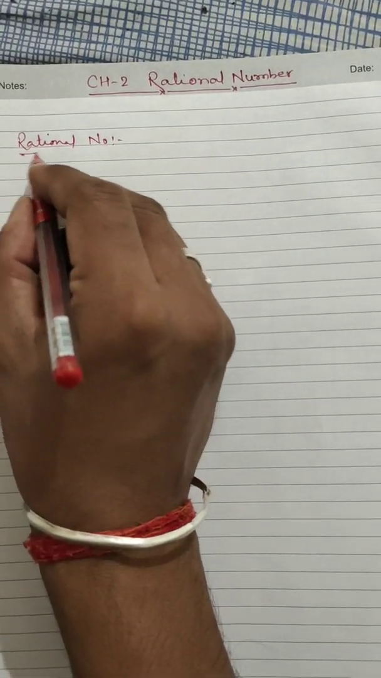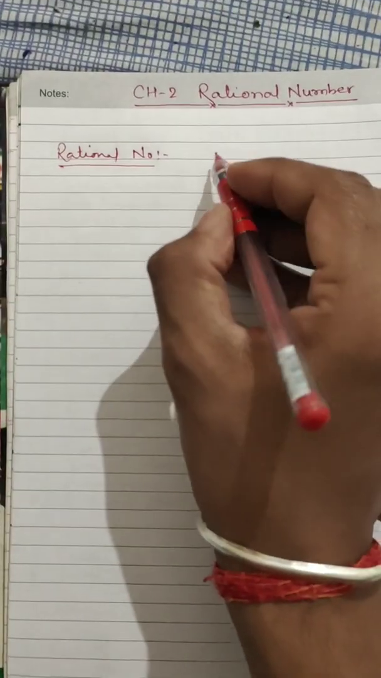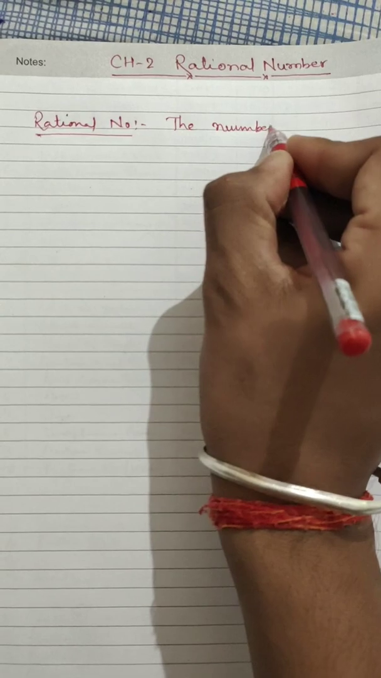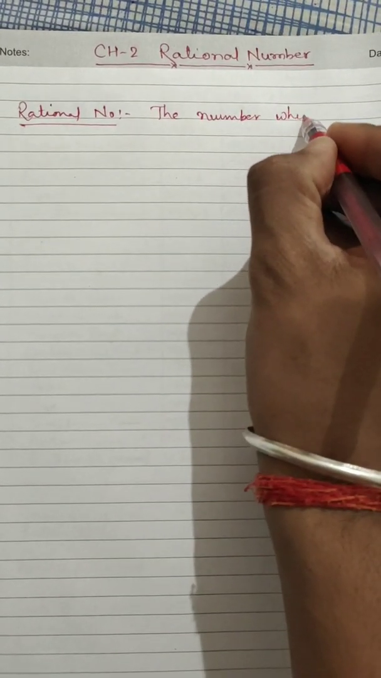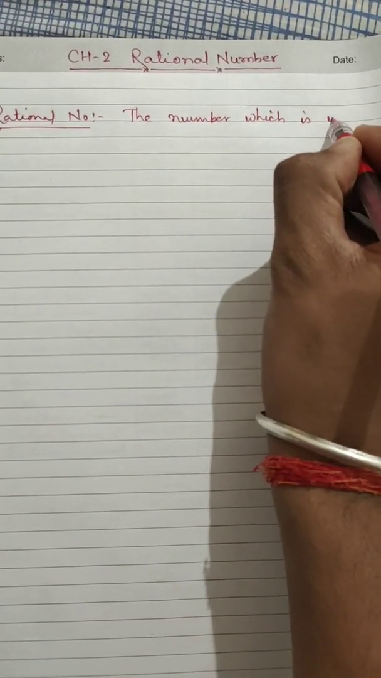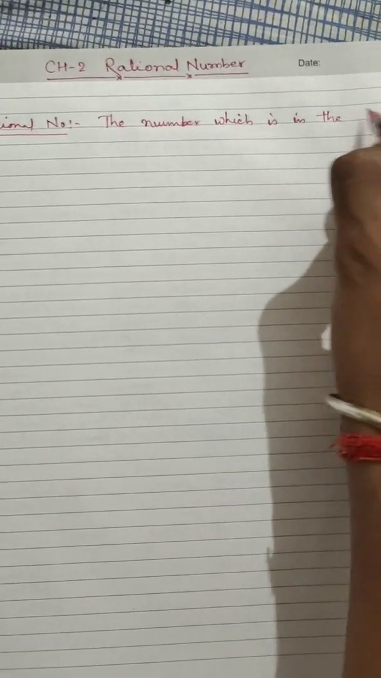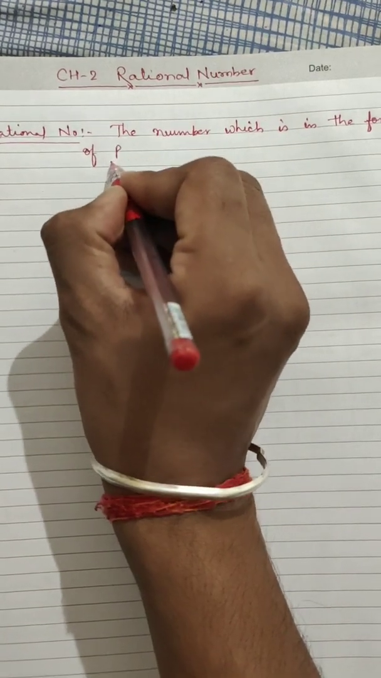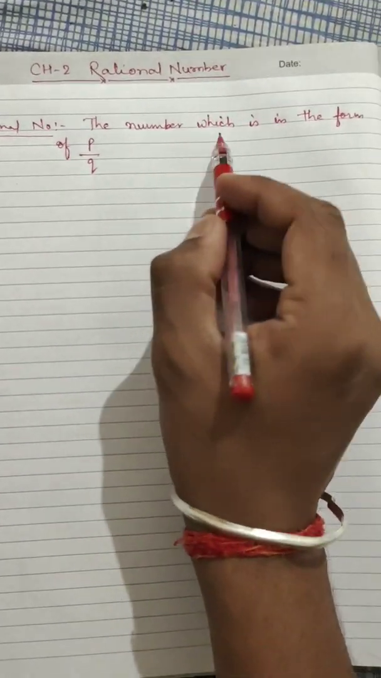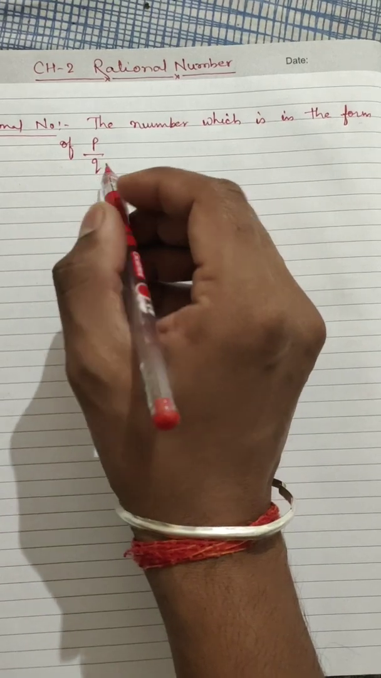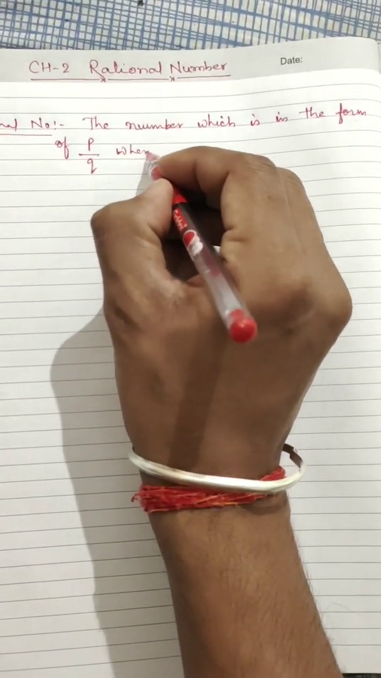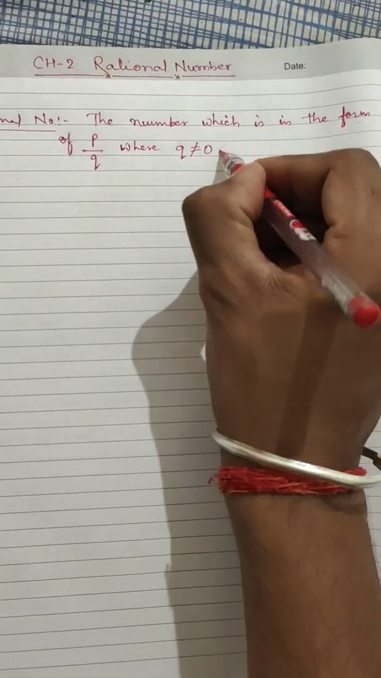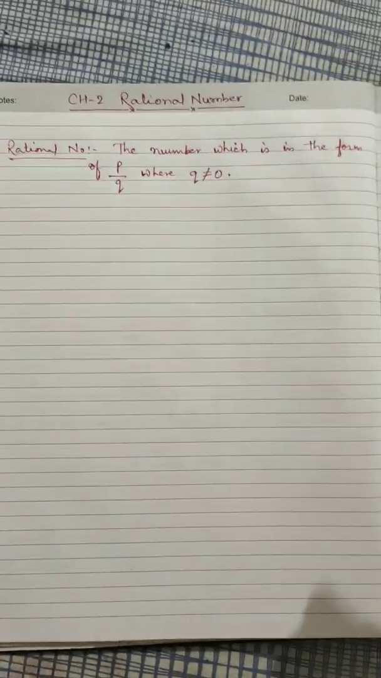First, we will define rational number. A rational number can be defined as the number which is in the form of P by Q, where there is a condition that Q should not be equal to 0. Numbers of this form are called rational numbers.